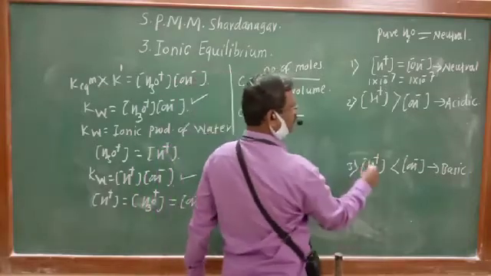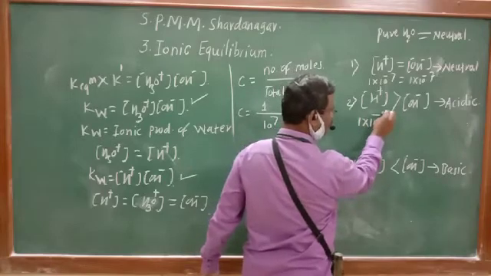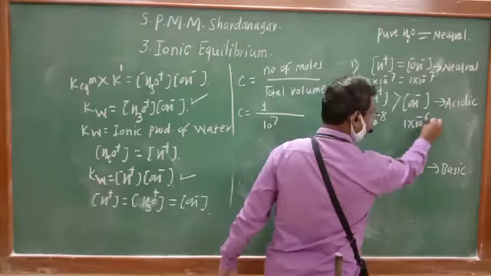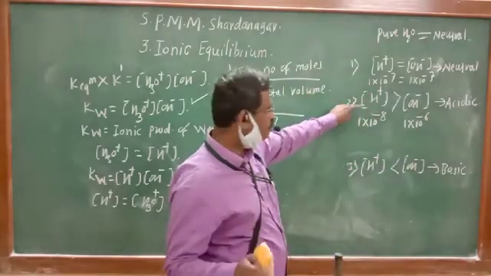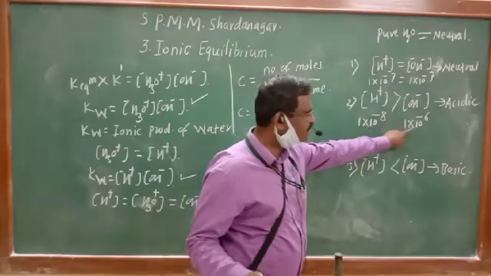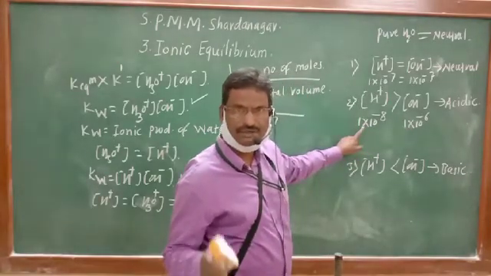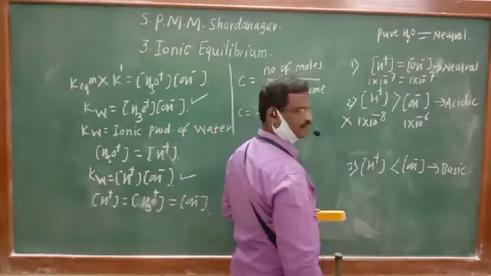For this solution, I am writing H plus as 1 into 10 raised to minus 8 and OH minus as 1 into 10 raised to minus 6. Here, can you tell me whether this H plus is greater than OH minus or less? I have written it is less. This is not a correct condition.